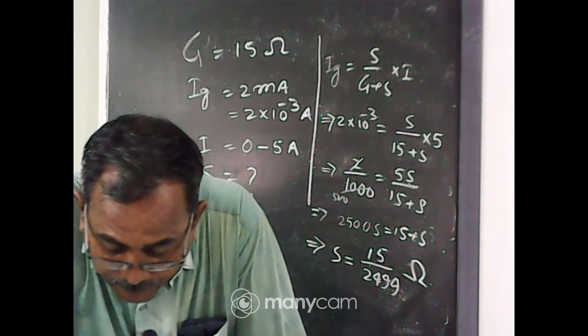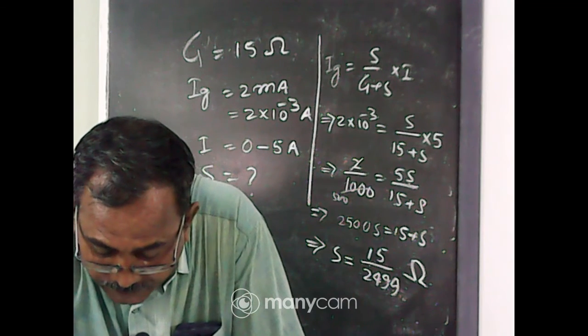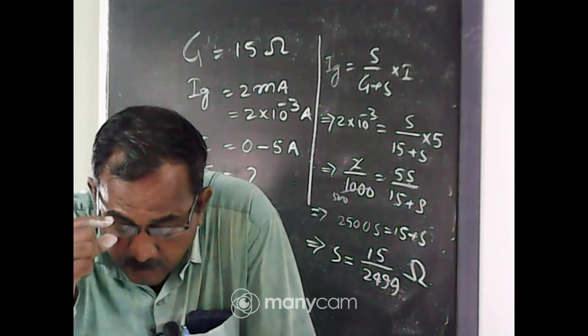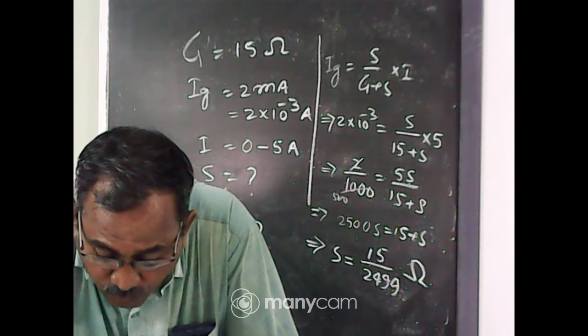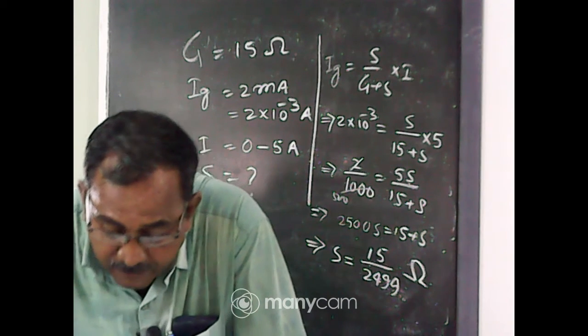A galvanometer with a coil of resistance 100 ohm shows a full scale deflection of 3 milliampere current. Calculate the value of resistance required to convert it into an ammeter of the range 0 to 6 ampere.